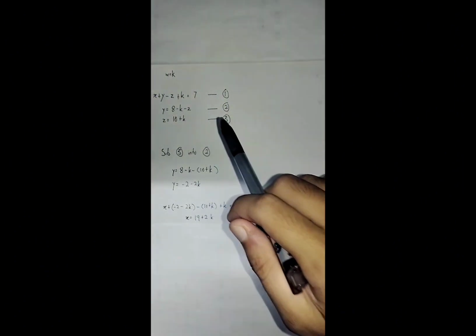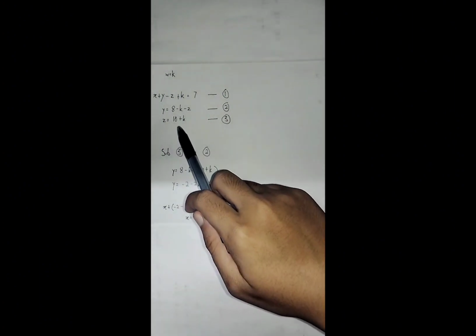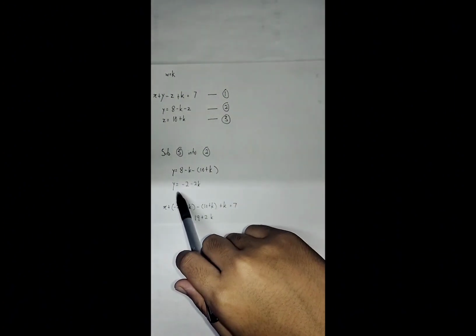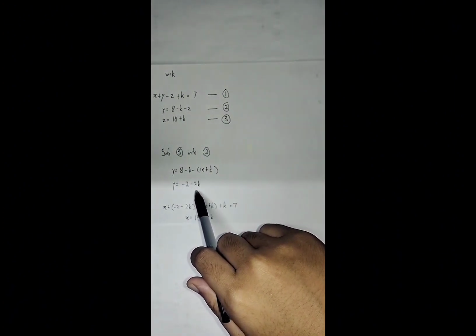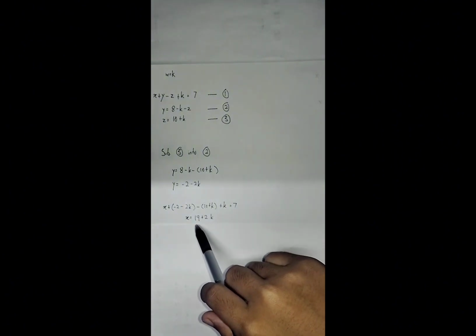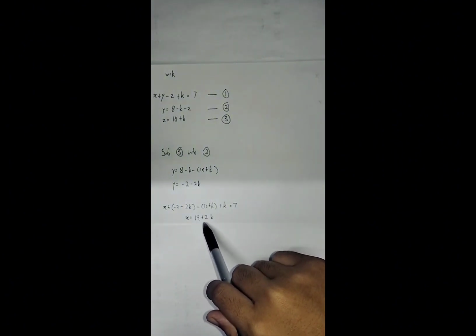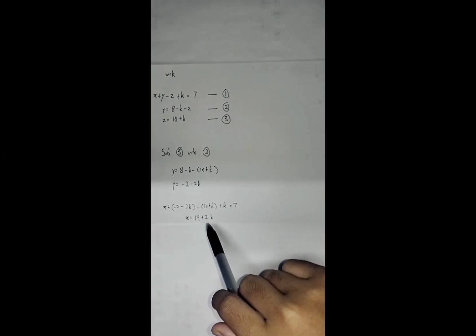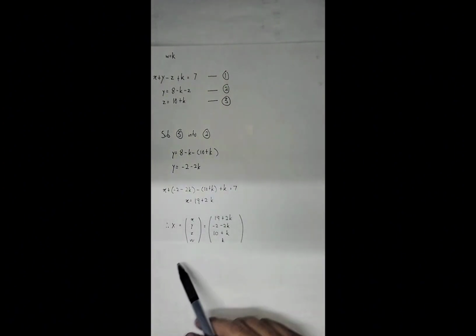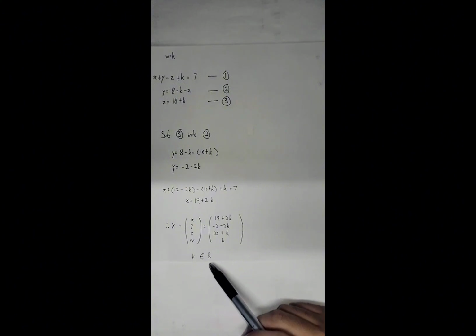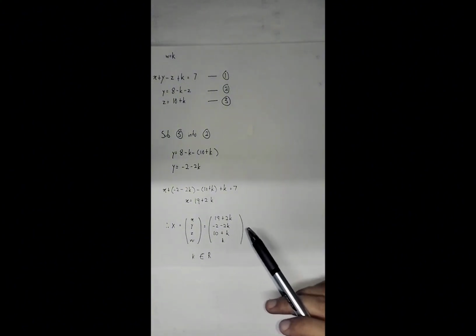So w equal to k, z equal to 10 plus k, y equal to negative 2 minus 2k, and x equal to 19 plus 2k. So for the answers, we can just write it like this. And therefore, k is an element of the real numbers.